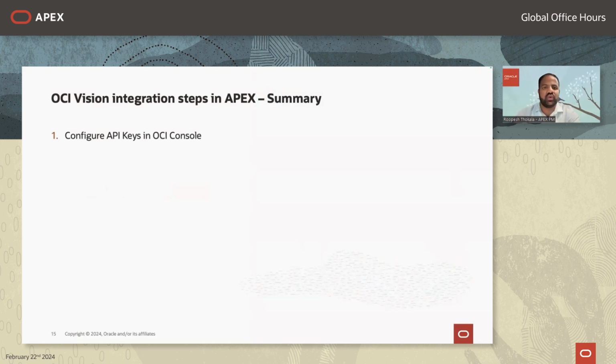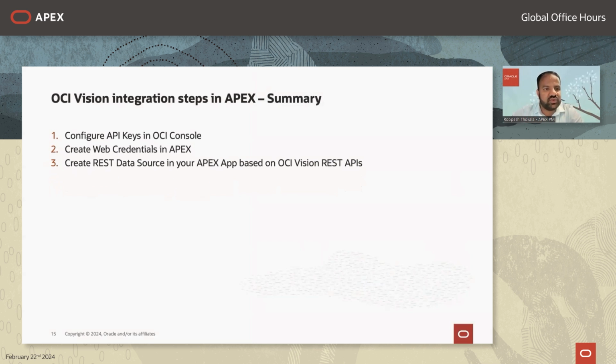First thing, you need to configure API keys in your OCI console. That is the very first thing. Once the API keys are available with you, you need to create a web credential in Apex. After that, you need to create a REST data source by using the web credential, which will help you to talk to your OCI Vision services.